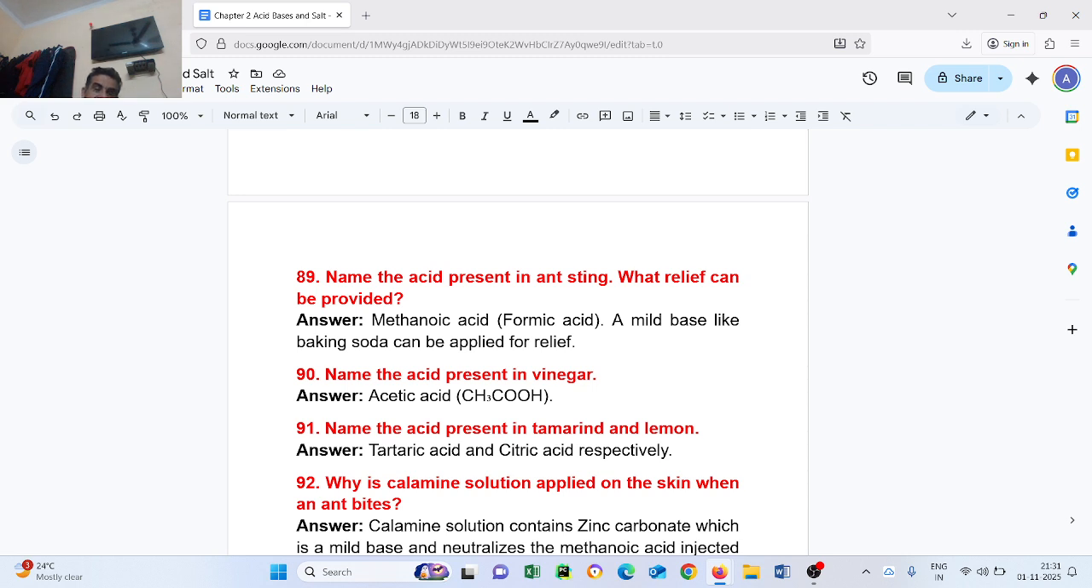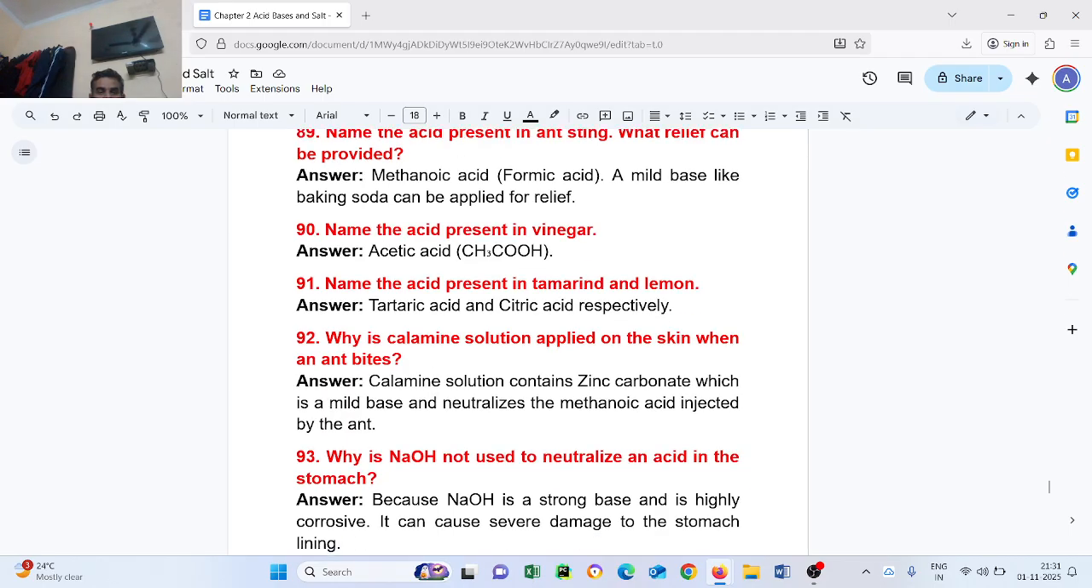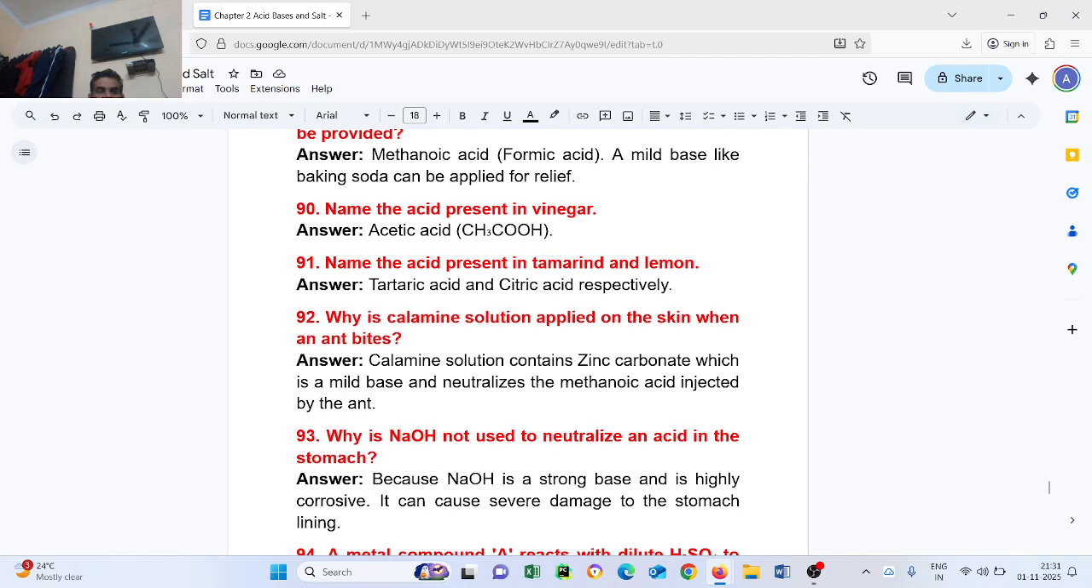Question number 90. Name the acid present in vinegar. Acetic acid, CH3COOH. Question number 91. Name the acid present in tamarind and lemon. Tartaric acid and citric acid respectively. Question number 92. Why is calamine solution applied on the skin when an ant bites? Calamine solution contains zinc carbonate, which is a mild base and neutralizes the methanoic acid injected by the ant.